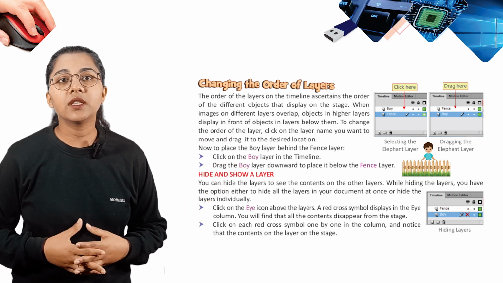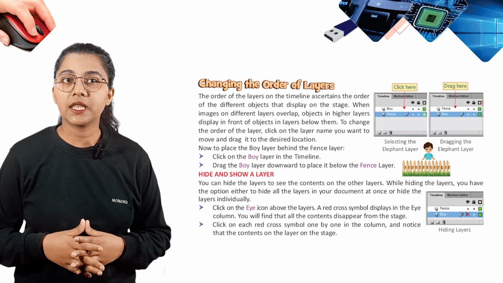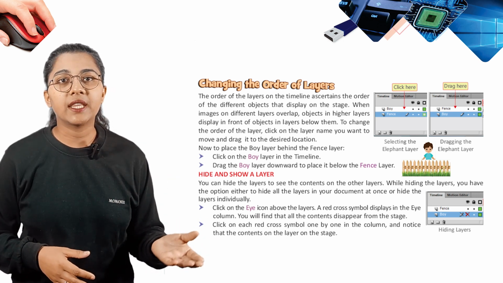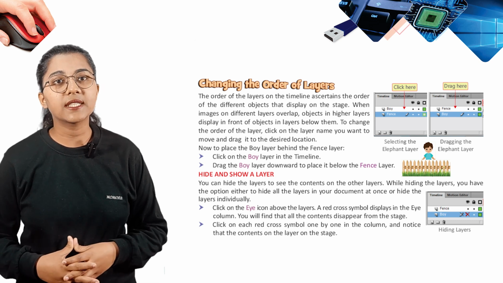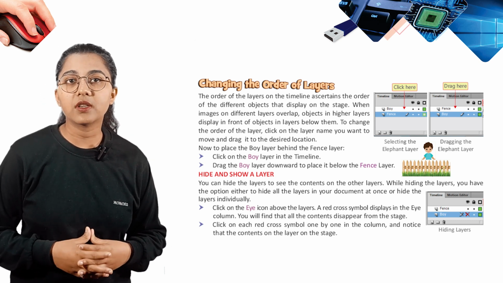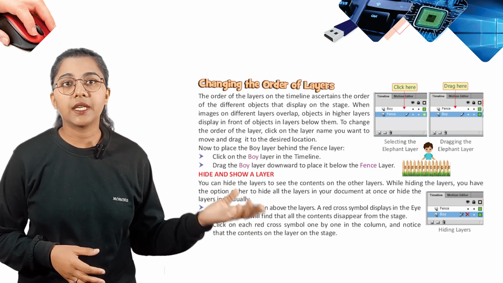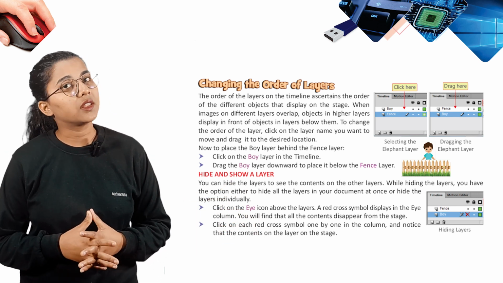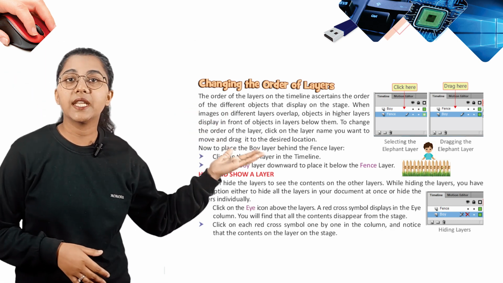Firstly, click on the eye icon above the layer. A red cross symbol displays in the eye column. You will find that all the contents disappear from the stage. Now next, click on each red cross symbol one by one in the column and notice that the contents on the layers appear on the stage. And here you can see the interface of hiding layers.